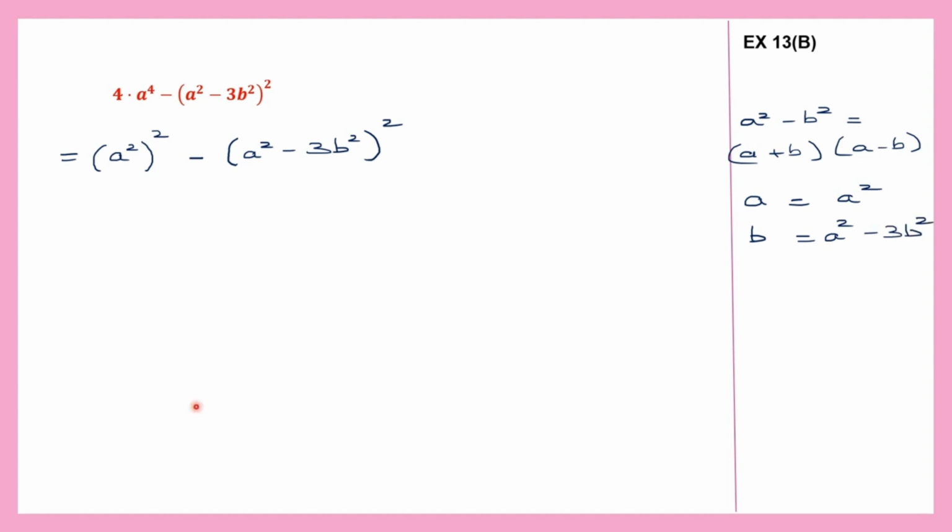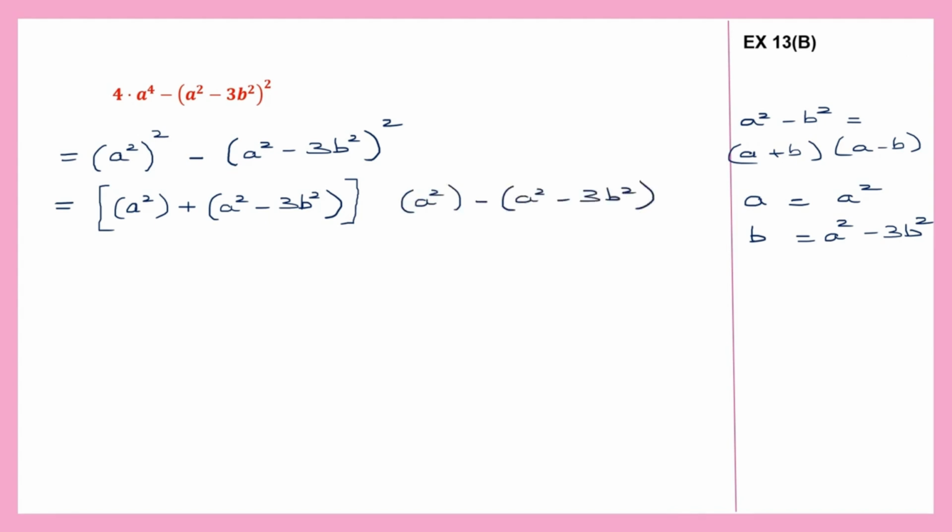Now we can apply the formula. Since this is a square minus b square, a plus b into a minus b is what we need to write. So when we write a, we have to write a square because that is a. A plus b. And what is b? A square minus 3b square. So this is a plus b. Now we write the same thing, and only the sign changes, so it becomes a minus b. So that will be a square minus a square minus 3b square. So it has become a plus b into a minus b.